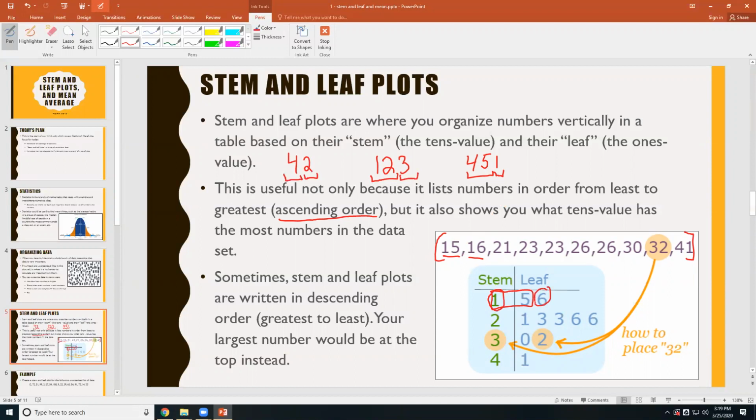Now, usually when I make a stem and leaf plot, it's optional, it's up to you, but I just do it because I think it makes it look better, is I actually put commas between each of the numbers.